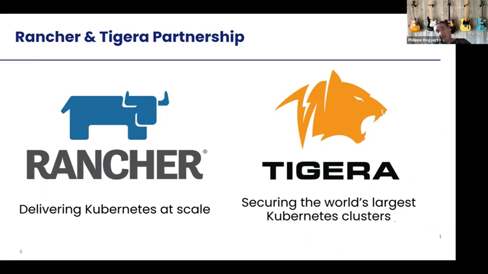Tigera Calico, on the other side, will take care of the networking as well as the networking security for one. But Tigera is also a very powerful tool when we talk about multi-cluster, which Rancher can deliver, while Tigera and Calico Enterprise, the product, is perfectly capable of doing multi-cluster management of the networking and security in these environments.